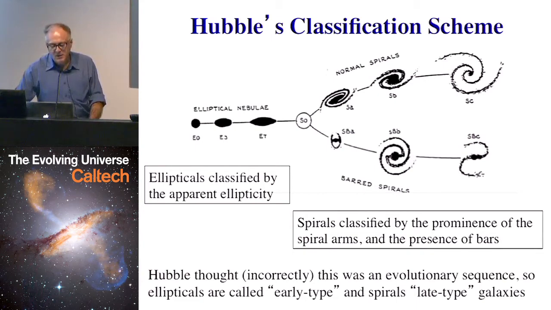Spirals he sorted by the degree to which spiral arms were prominent, and that also corresponds to the relative importance of bulge and disk. You can think of the bulge as a little elliptical in the middle of a spiral. And Hubble thought that this was an evolutionary sequence that goes from left to right, and he called the ellipticals early type galaxies and spirals late type galaxies. And now we know that this actually has nothing to do with reality, and galaxies don't evolve this way. If anything, you can mirror flip this image and merge two spirals to make an elliptical, but that's a different story.